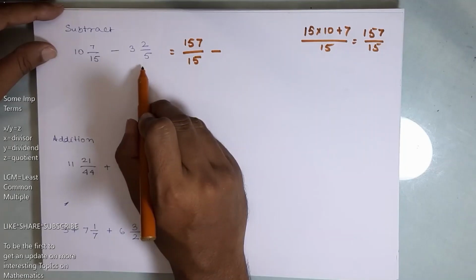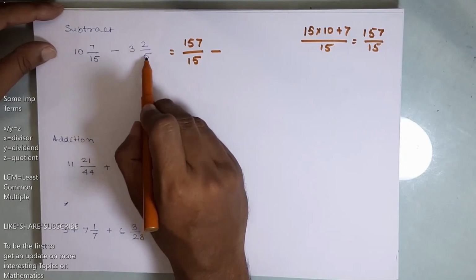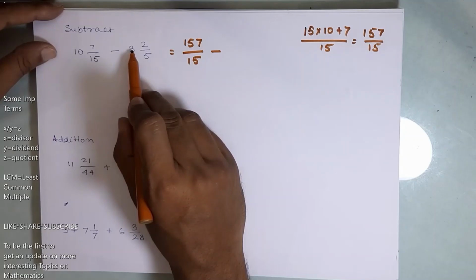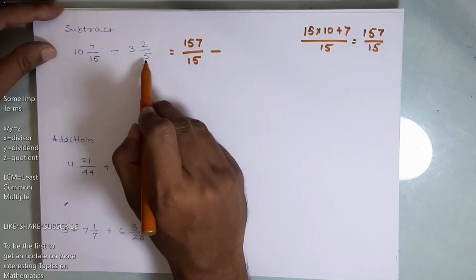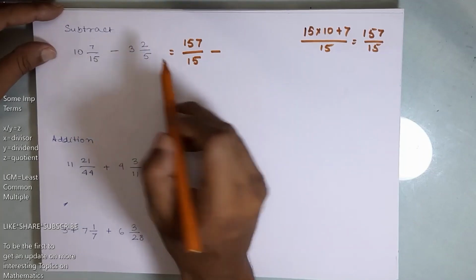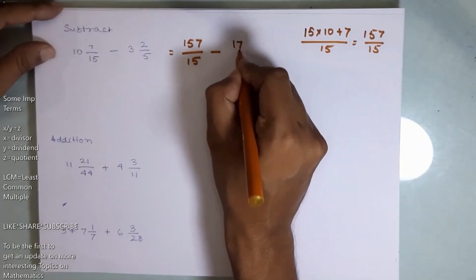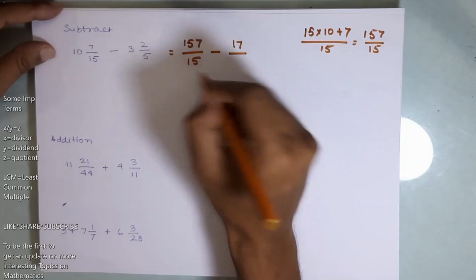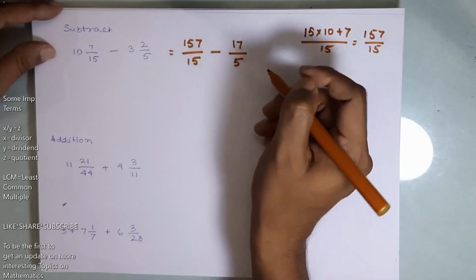Now we have to change the other mixed fraction into an improper fraction. What we have to do is multiply the denominator with this full number 3, and then add the numerator. So 3 multiplied by 5, the product will be 15, and then you add 2, which is the numerator, and the result will be 17. So it will be 17 divided by the denominator, which comes into its place.